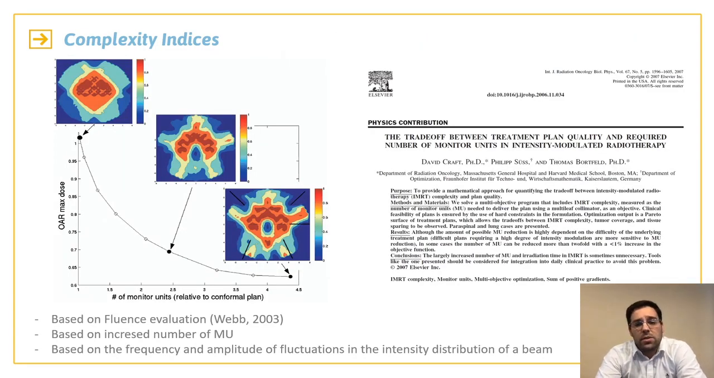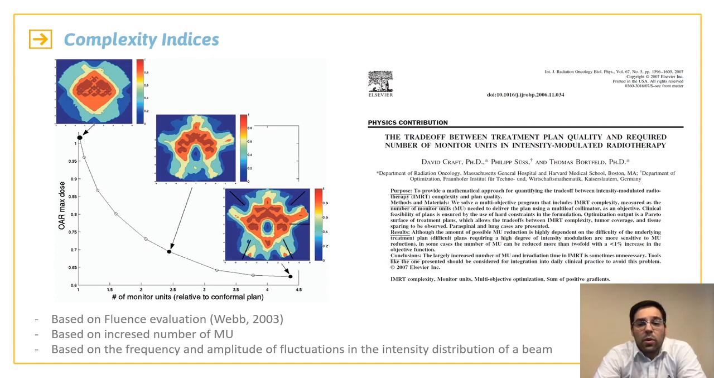Okay, it's time to talk about the second part of the presentation regarding complexity indexes. Intensity modulated treatment plans have the advantage of reducing the doses to the OARs, in this case the maximum dose of the spinal cord, by changing the fluence in the field. This led to increased monitor units per beam that can be really high, as much as 5 times higher.